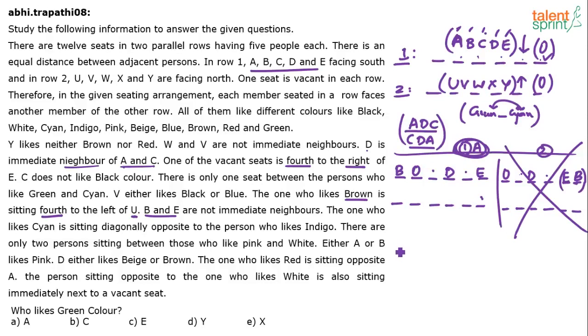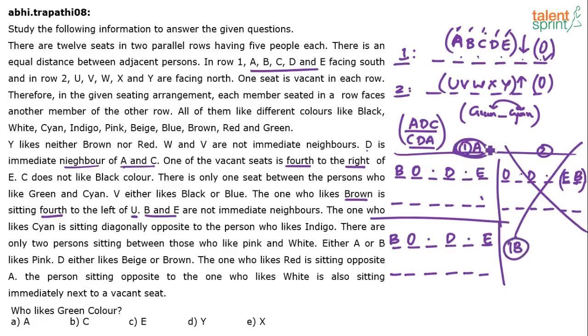Let me just redraw it again. 1, 2, 3, 4, 5, 6. Okay. This is B. Then the vacant seat. Then either A or C will come here, and E. I am branding this as 1B. This is case 1B. This is case 1A. Right? 1B and 1A.